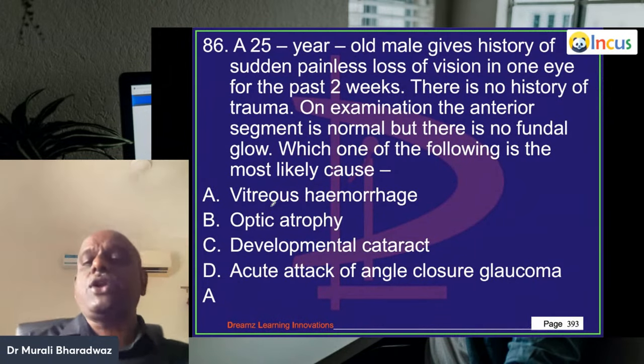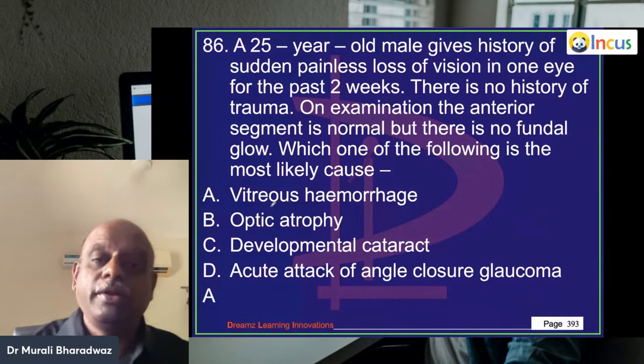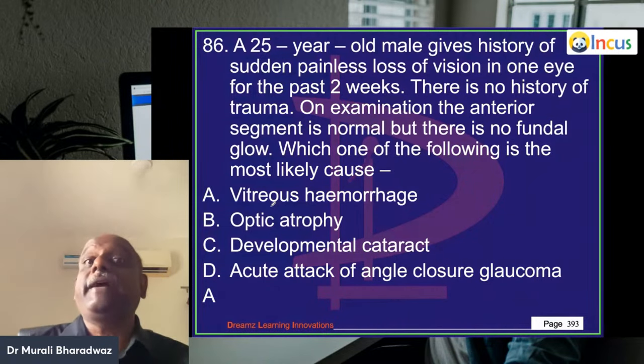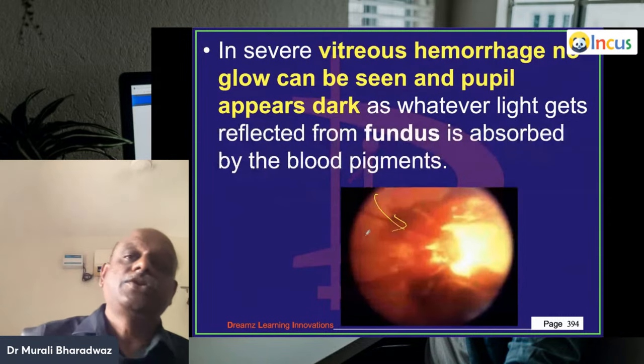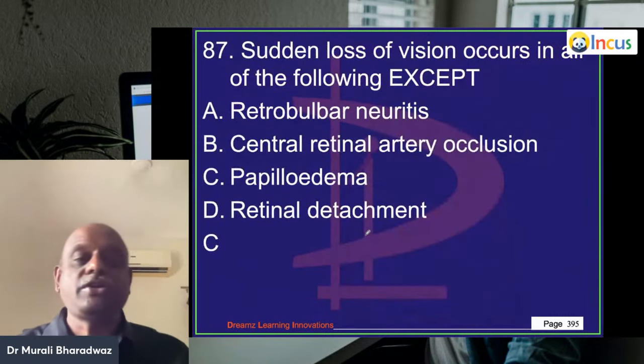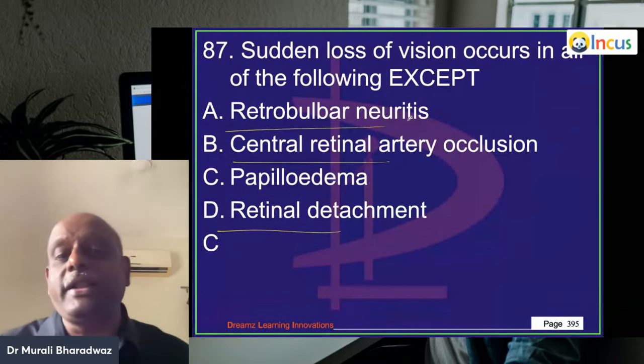25-year-old, sudden painless loss of vision, no history of trauma, no fundal glow. That is a feature of vitreous hemorrhage. You can see the severe vitreous hemorrhage. Sudden loss of vision is a feature of retinal detachment, central retinal artery occlusion, retrobulbar neuritis.